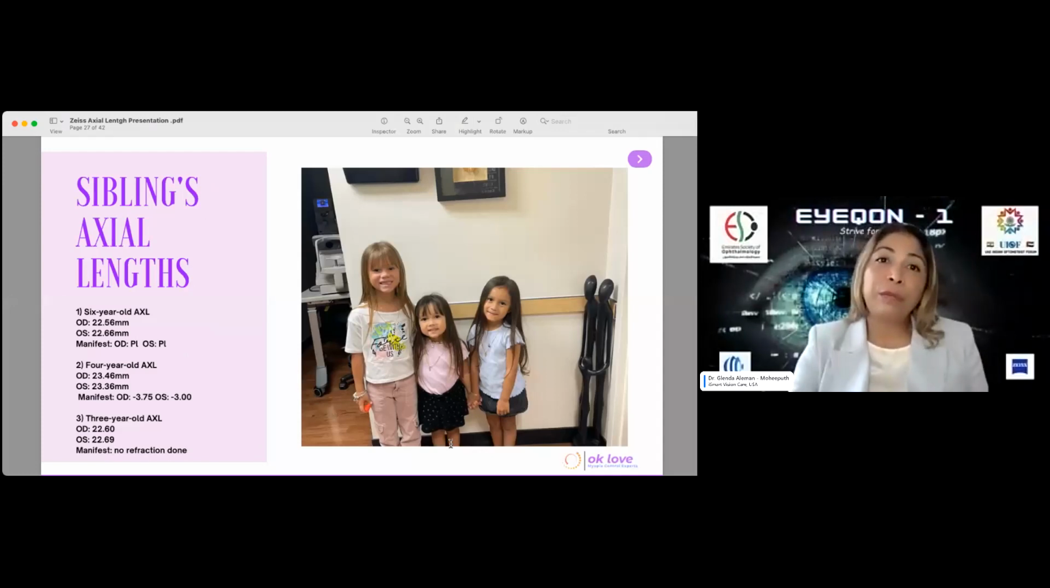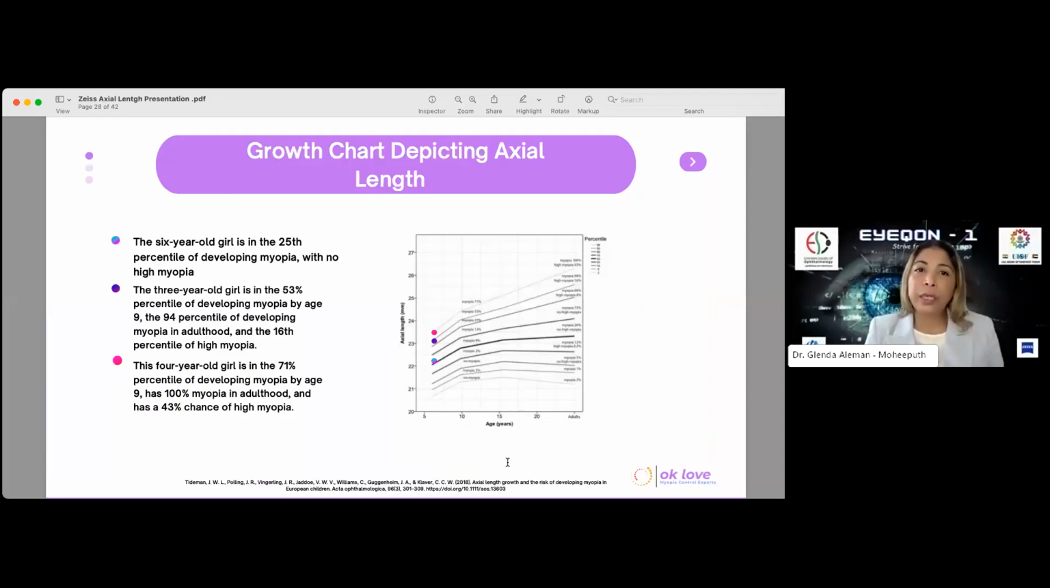And also, once we have that information, you can go a step farther and plug it into this chart. So these are the same 3 girls, and we can plug their numbers into the chart. It's not going to be as accurate, of course, as if we had an instrument that was doing it for us, but you can extrapolate the data and plug it in, and this way you can educate the parents and show them the risk factors. So here we can see that the 4-year-old will definitely have high myopia as an adult. And we can see that the 3-year-old, at least for now, is above the 50th percentile, so she most likely will also develop myopia. And we see that out of the 3 girls, the 6-year-old is the one that has the lowest risk.